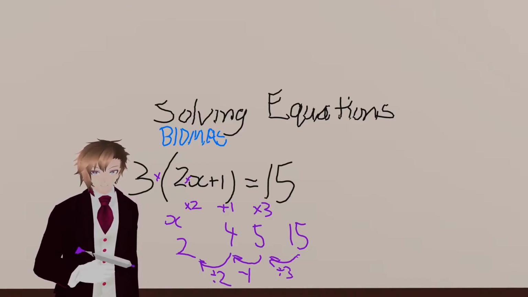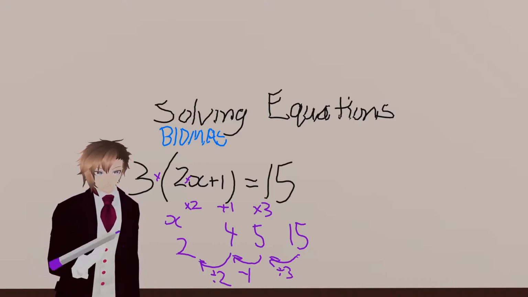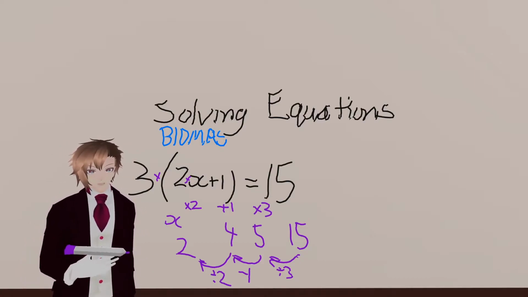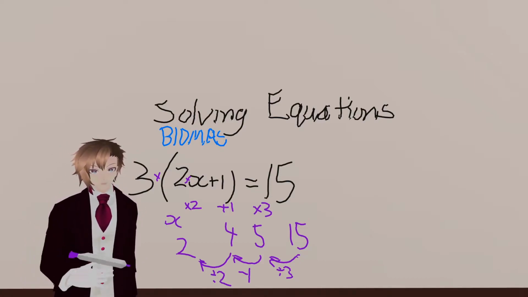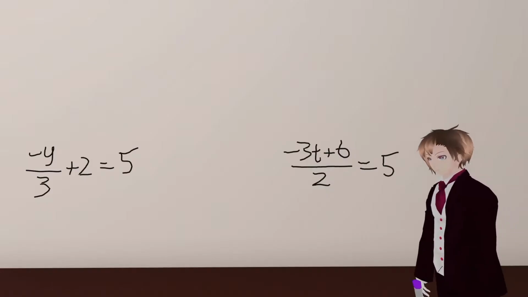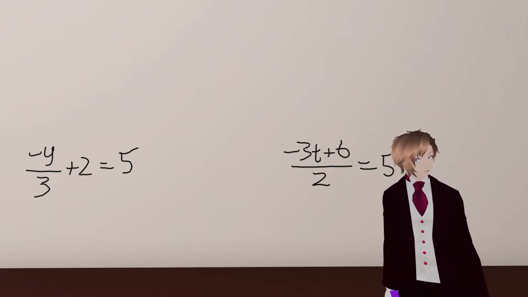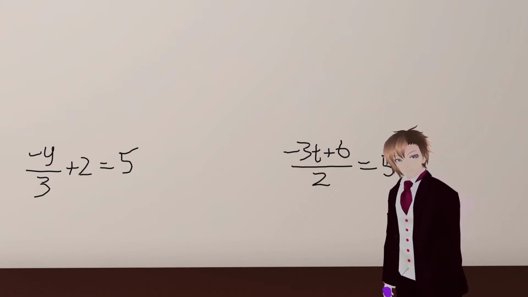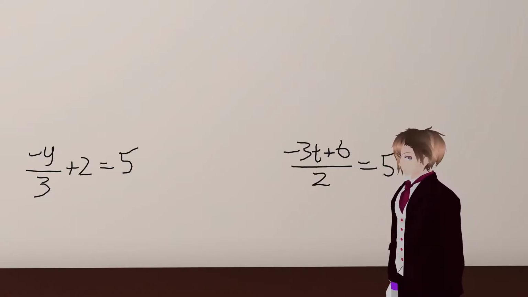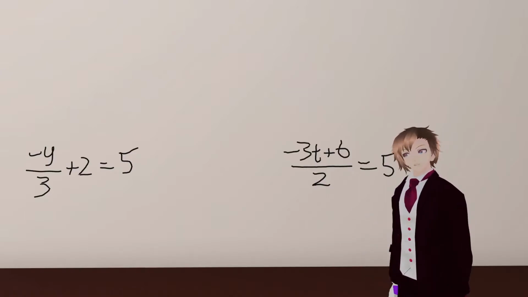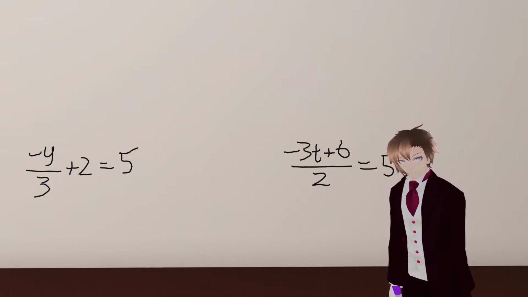So how would you express this in a more mathematical way? Let's have a look at an example where we're going to use BIDMAS, but we're going to be cancelling out our terms. Let's have a look at a few examples with some fractions. Now remember, a fraction is just a divide. So let's look at this question over here. We have negative y divided by 3 plus 2.